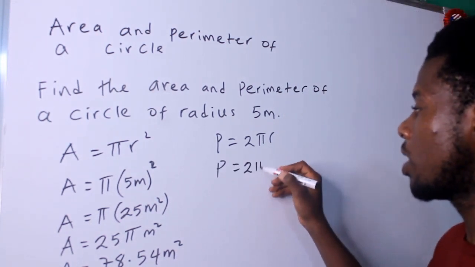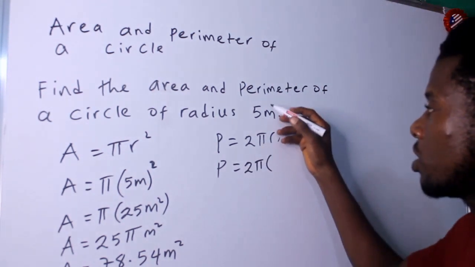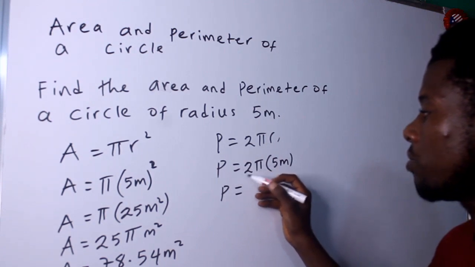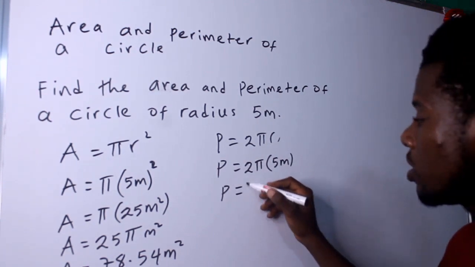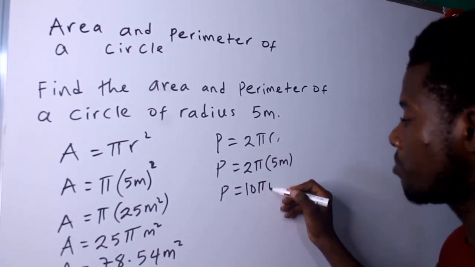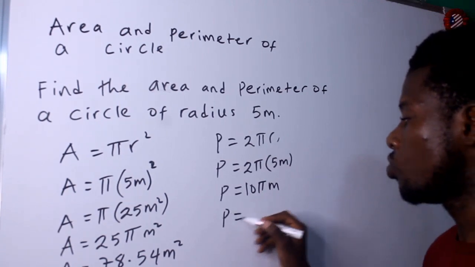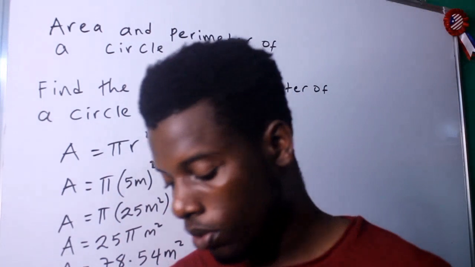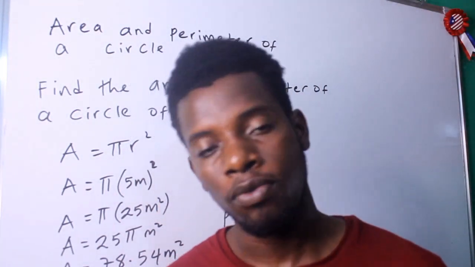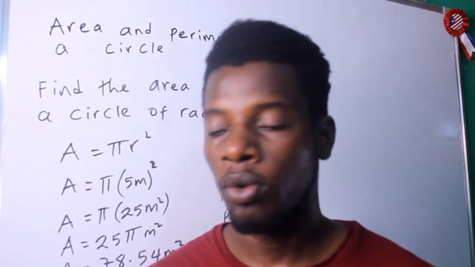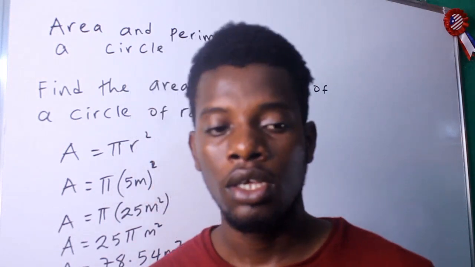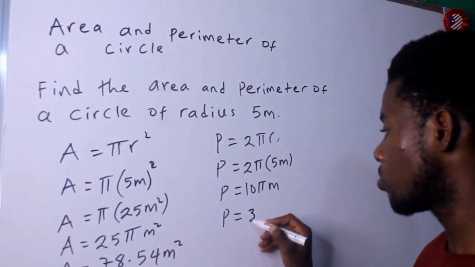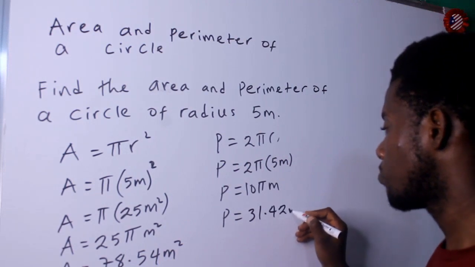So it's 2 pi multiplied by r, the radius, which is 5 meters. If you do this, you multiply 2 times 5 meters, that's 10 pi meters. And if you do not want the answer to be in terms of pi, if you want the answer to be a decimal, you replace the value of pi with 22 over 7 or 3.14 and simplify the result. Your answer will be 31.42. So this is 31.42 meters.